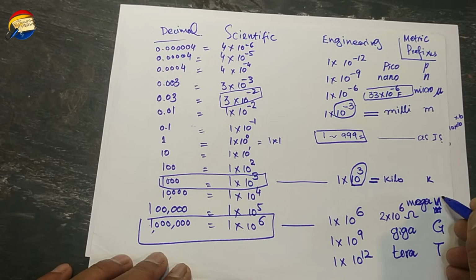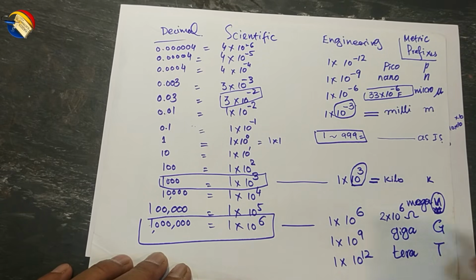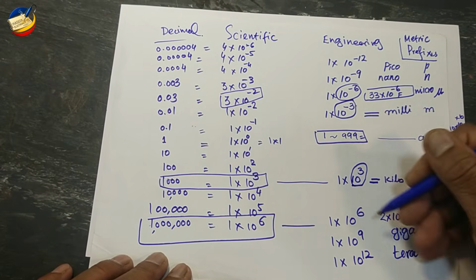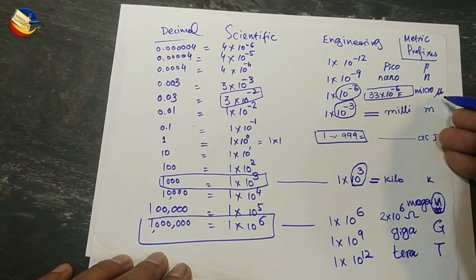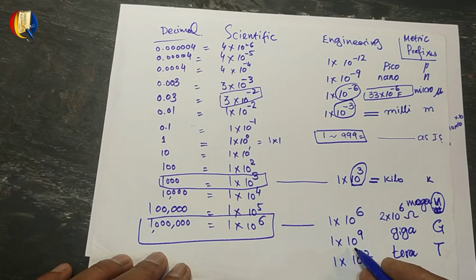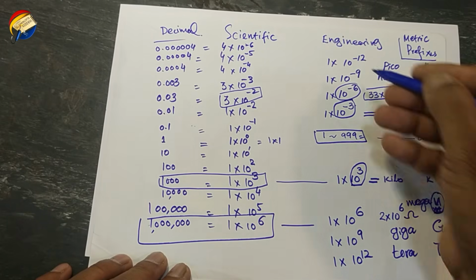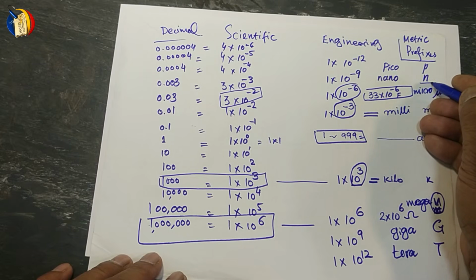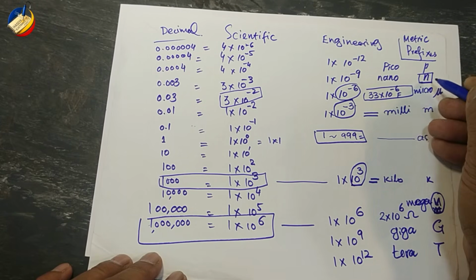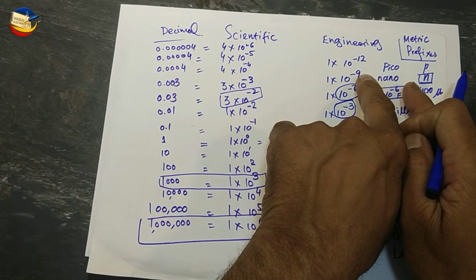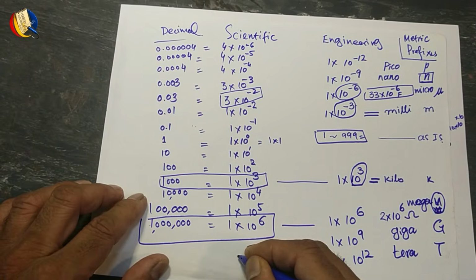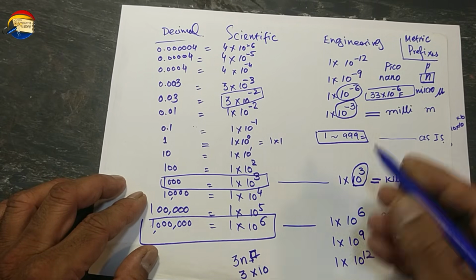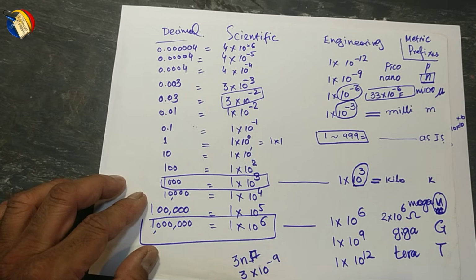In writing, just small m will be used for milli. Here 10 raised to the power minus 6 is micro. Here mega. 10 raised to the power 9 is giga, G, and here 10 raised to the power minus 9 is nano. It will be written with the letter n. When we write n, that means it is 10 raised to the power minus 9. For example, 3 nanofarad means 3 × 10 raised to the power minus 9.